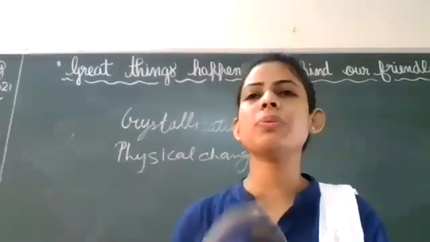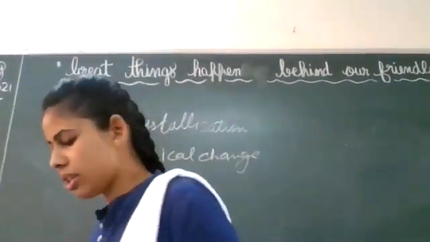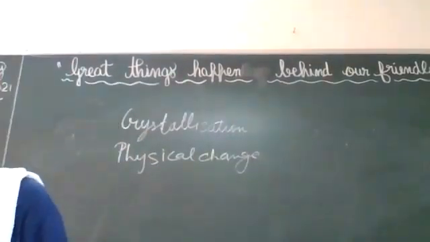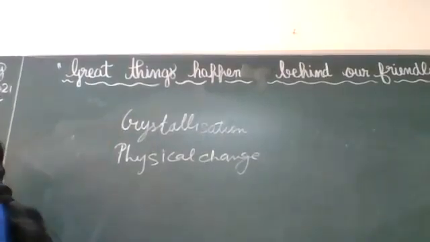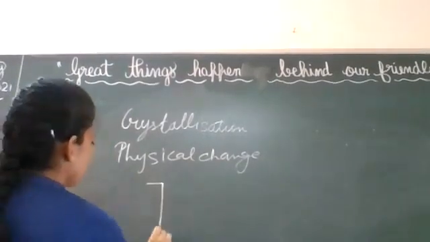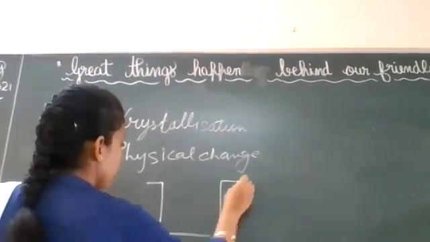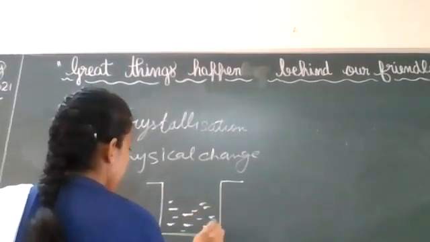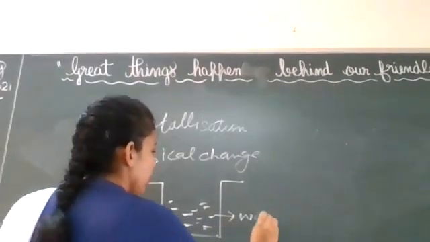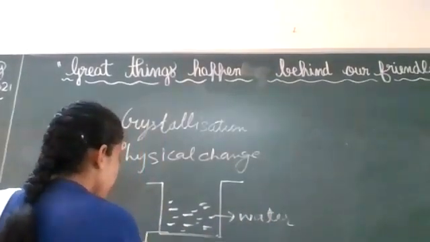So next is activity 6.9. In this, we have to prepare the crystals of copper sulfate. Firstly, what will we take? We will take a beaker. We will add water into it. Heat the water.